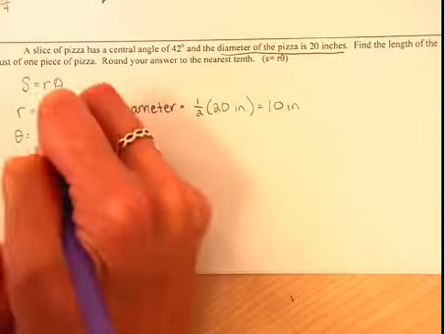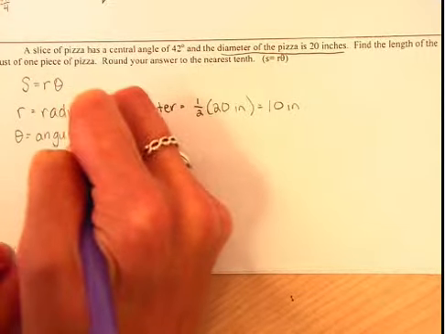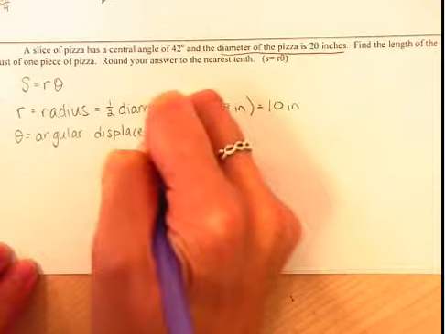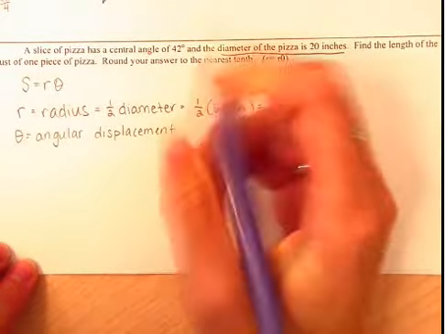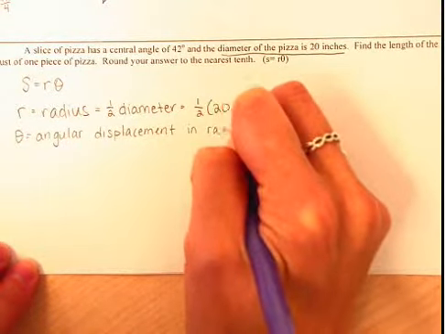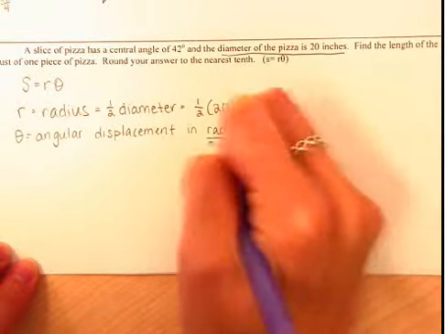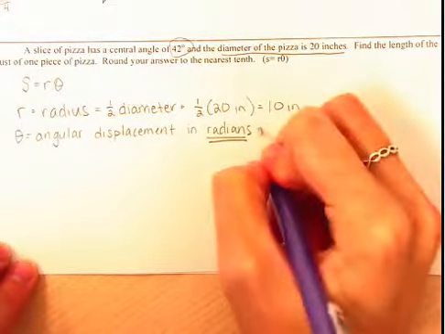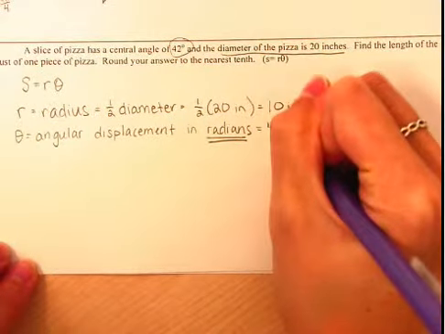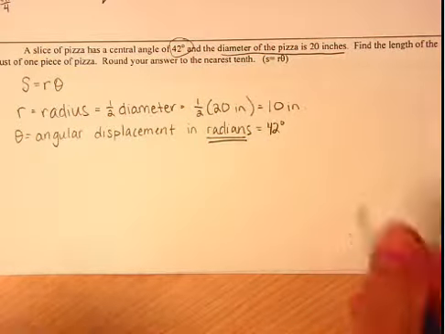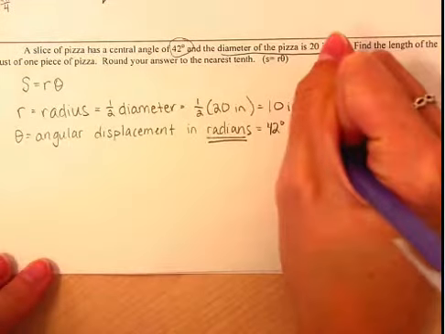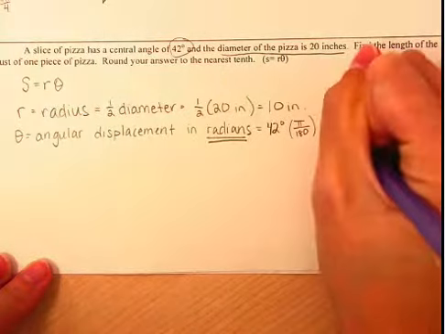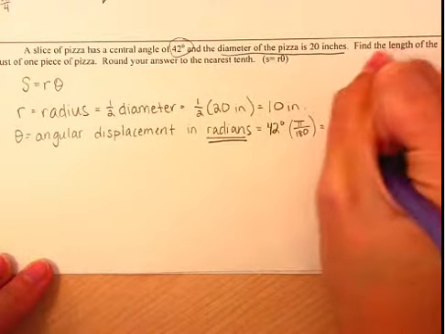Theta is my angular displacement. And here's the key part, in radians. So they give me an angle of my slice of pizza of 42 degrees. But I don't want degrees, I want radians. So I'm going to change that to radians by multiplying by pi over 180. That becomes 42 pi over 180.